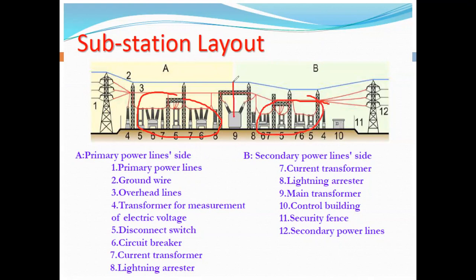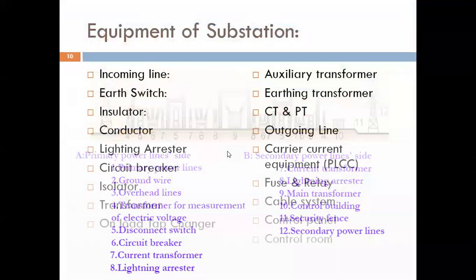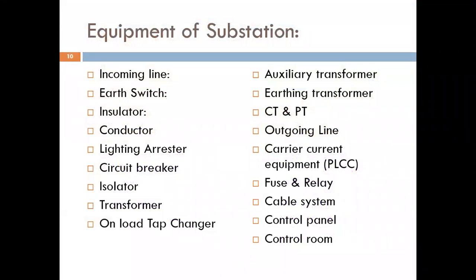So in a transformer, both sides have the same equipment put. And then after that, again a transmission tower, where inside the incoming line, primary side or secondary side, both the incoming and outgoing lines are there. So this is the layout of a substation. Now, equipment of the substation.